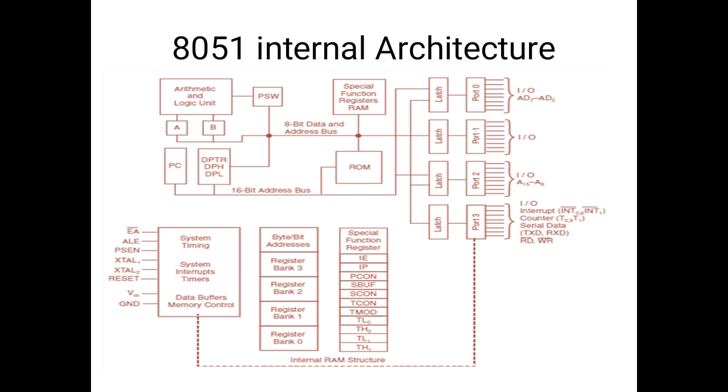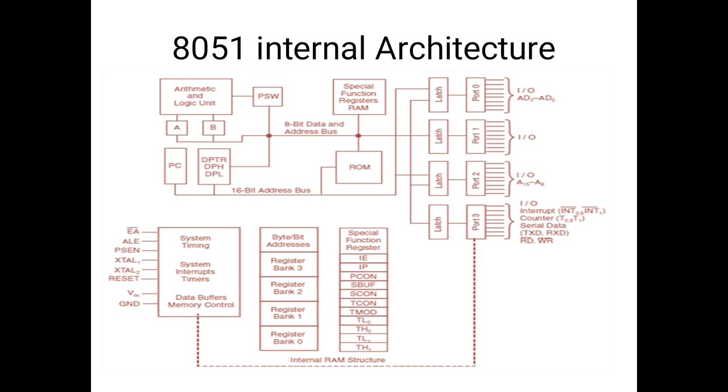Reset: when we are feeding any program, then this logic should be at 1. Two power supply pins, plus 5 volt and ground, are provided. Here the register banks are R0 to R3. There are 4 register banks used for the register operations. Special function registers: IE, interrupt enable, IP, interrupt priority, and these are the program control mode, serial buffer mode, serial control mode, timer control mode, timer modes, and higher and lower timer value.